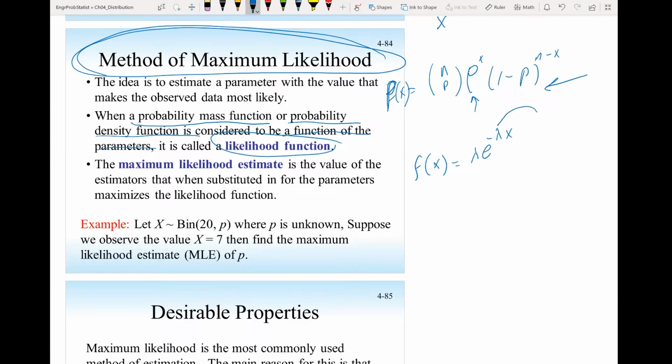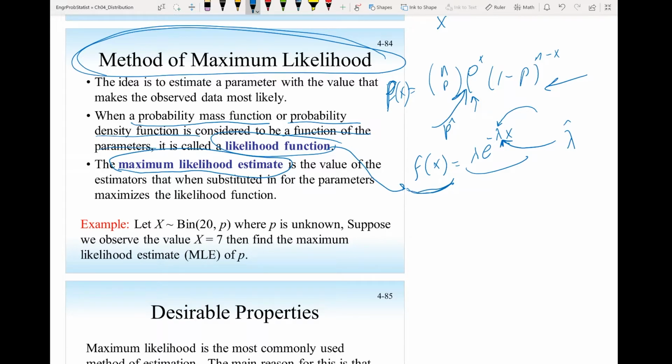Now the parameter we are trying to estimate is lambda, and this is the probability density function. So now f of x, I can consider it as a likelihood function. The maximum likelihood estimate is the value of the estimate for the parameter we are trying to estimate, in this case, p hat. Here it will be lambda hat, to estimate the parameter such that it makes the data more predicted.